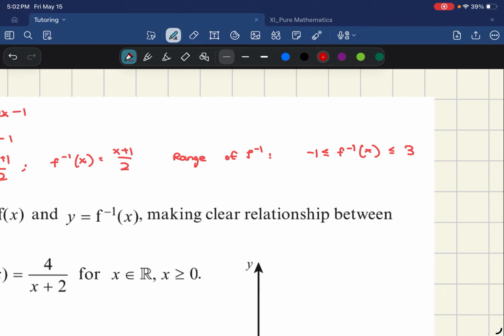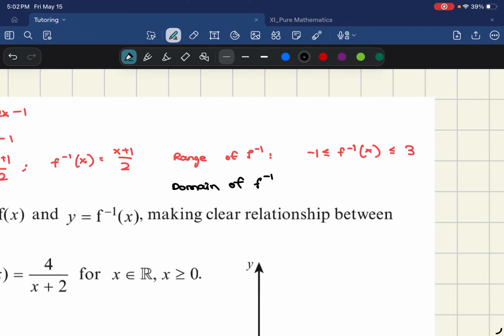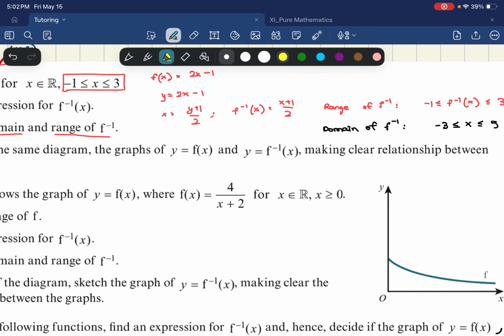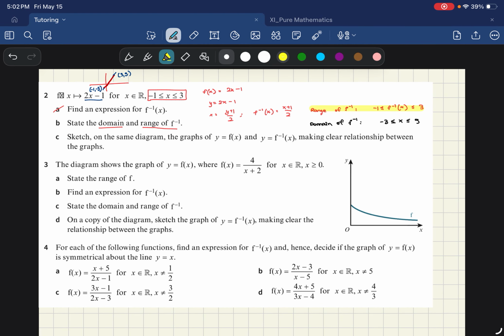So that means the domain of this function is -3 to +5. All right. So we have range and we have the domain. And it says, all right, so we're done with A and B.